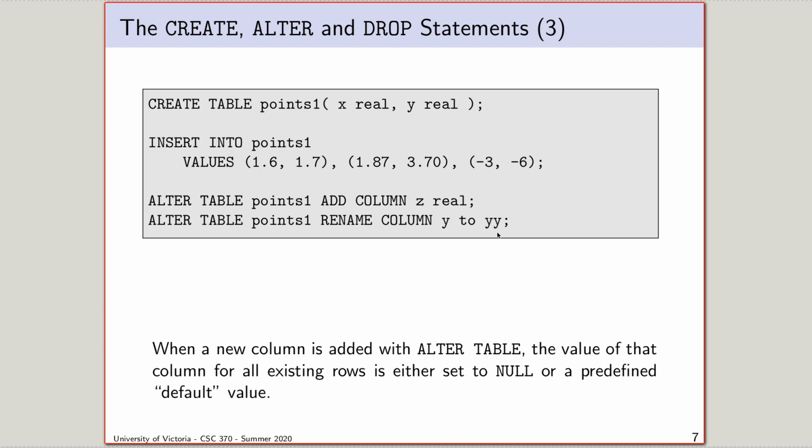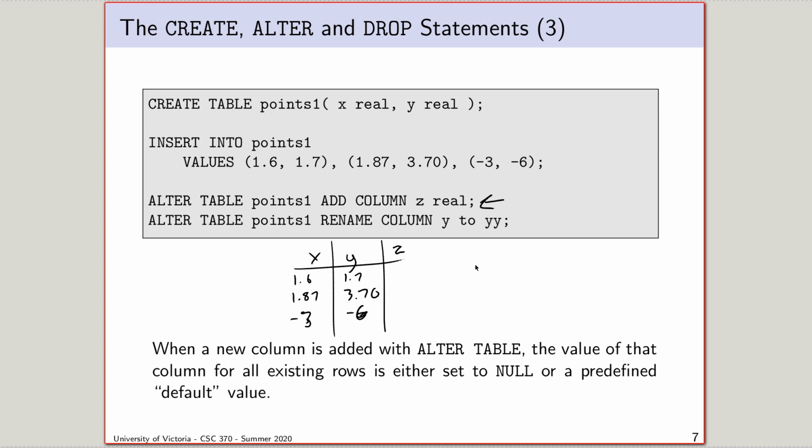It's worth considering this statement here, given that the table already has data, so I could just sketch that out. My table already has data: 1.6, 1.7, 1.87, 3.70, -3, -6. So the question then is, if I have a table that looks like this and I add a column Z, well, wait, the column Z applies to every row. What do I do with this?